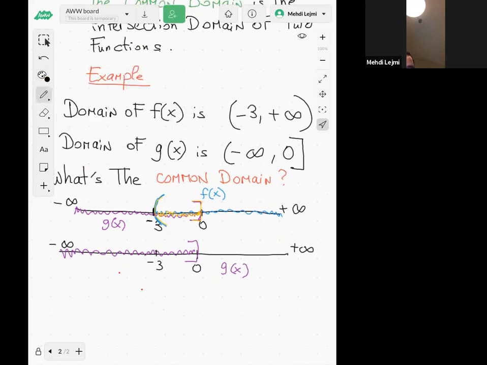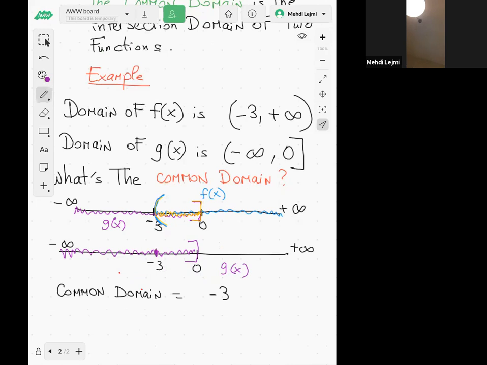So the common domain in this case is from negative 3. Negative 3, of course, is excluded because negative 3 is not in the domain of f, okay? It's in the domain of g, right?